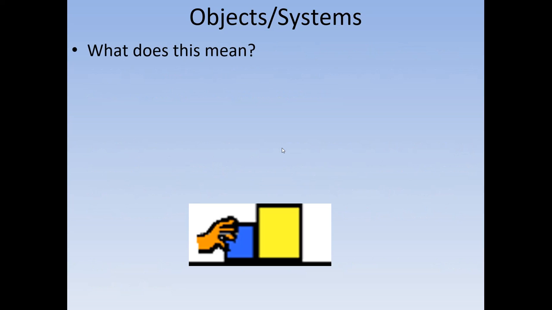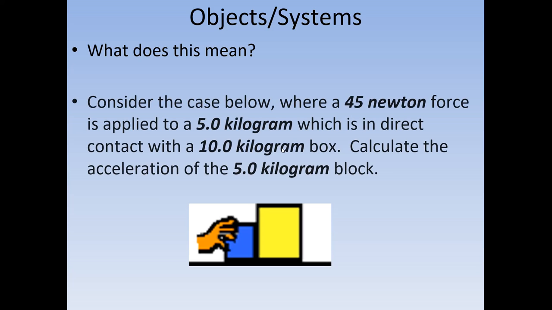So here's a perfect example of what this means. Let's say in this scenario, I am applying a 45 Newton force onto a 5 kilogram block, and that 5 kilogram block is directly in contact with a 10 kilogram block. I want to know what is the acceleration of the 5 kilogram block. So try this yourself. We'll go over it in a second.